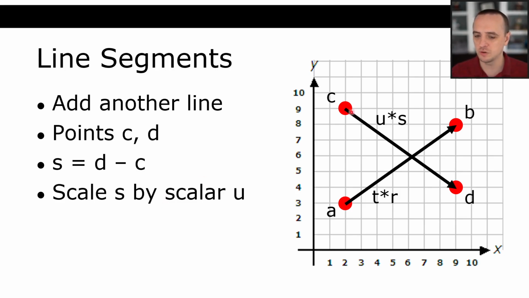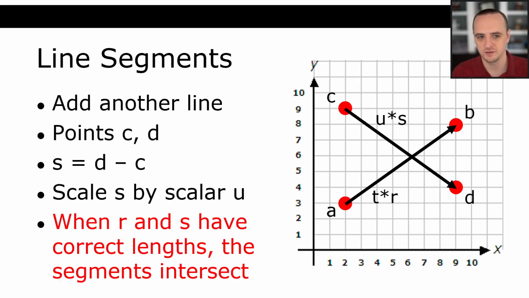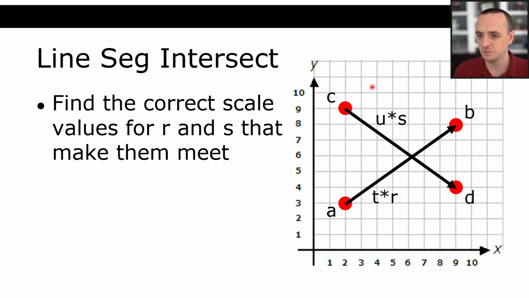And a really cool thing is going to take place. When R and S have the correct lengths, the segments intersect. Okay? And we'll show an example of that. So if we want to do line segment intersection, then what we have to do is find the correct scale values for R and S. So we have to find the correct U value and the correct T value such that the following thing happens.